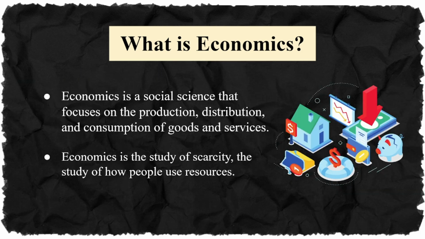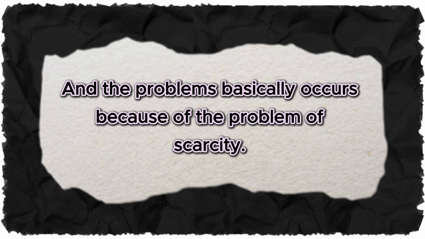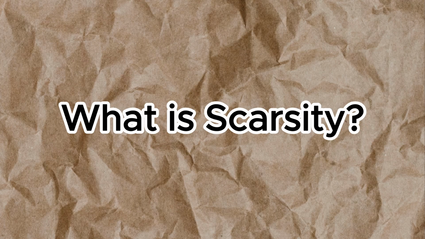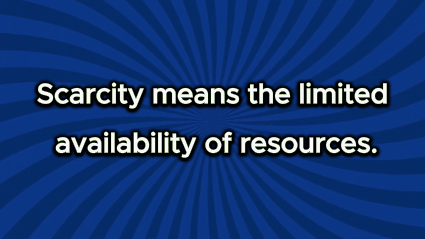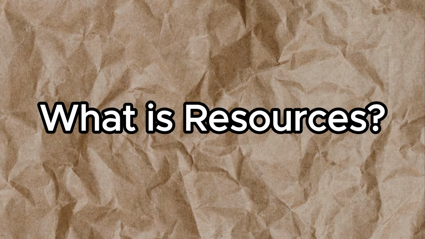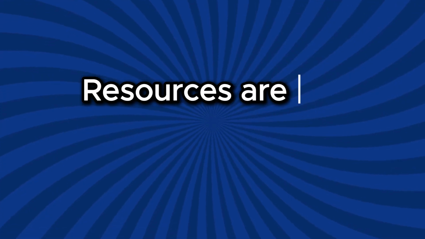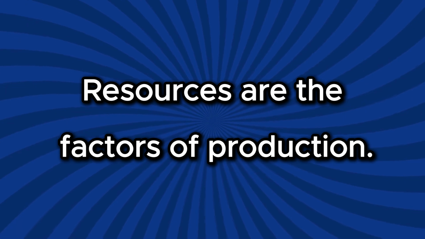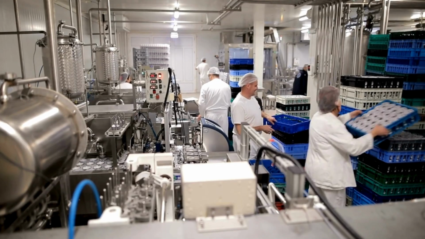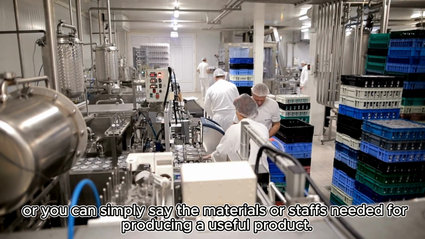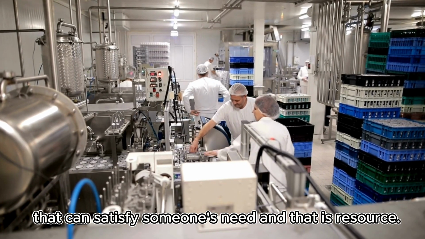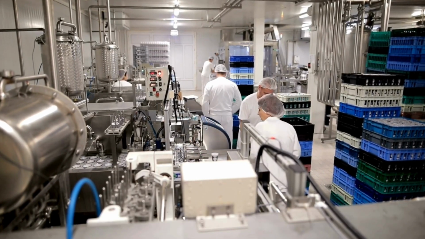And the problem basically occurs because of scarcity. So, what is scarcity? Scarcity means the limited availability of resources. So, now what is a resource? Resources are the factors of production, or you can simply say the materials or stuff needed for producing a useful product that can satisfy someone's need, and that is a resource.